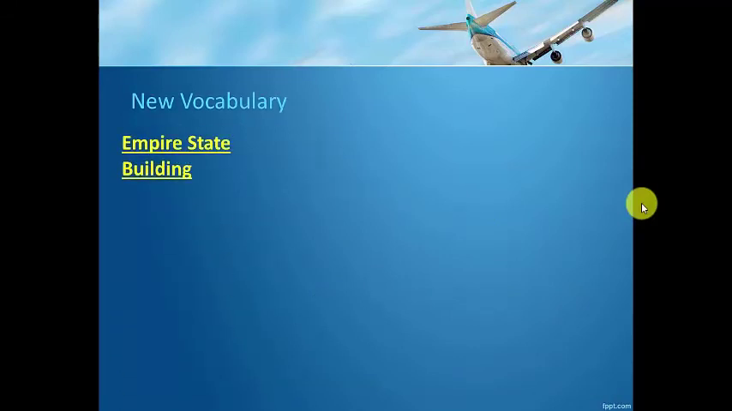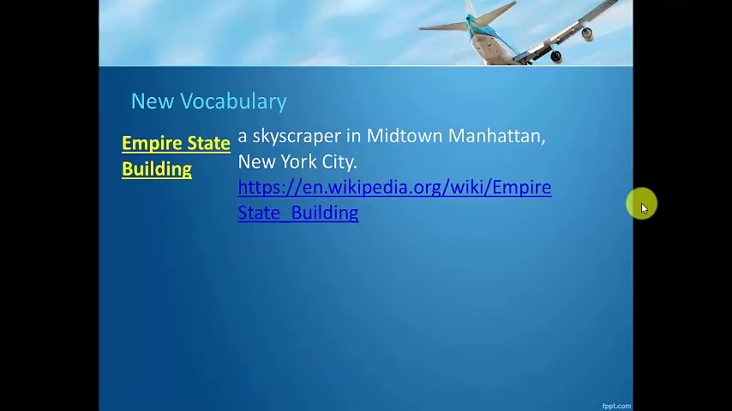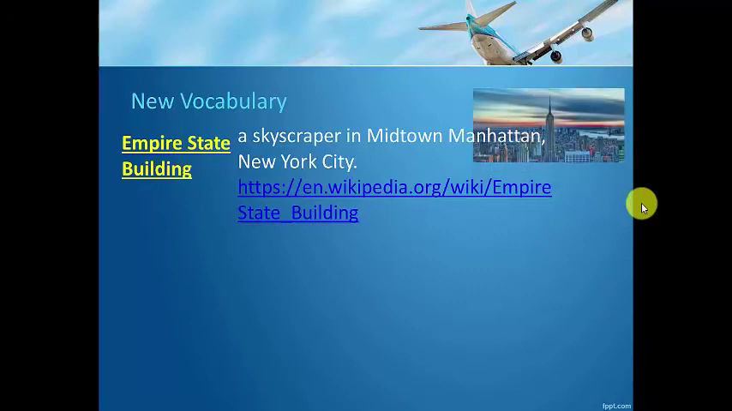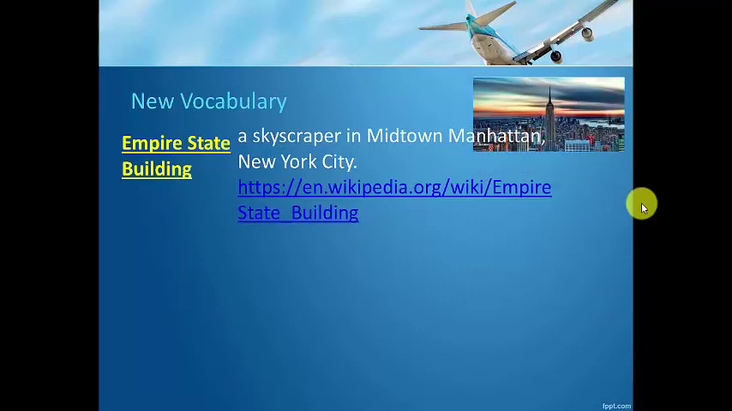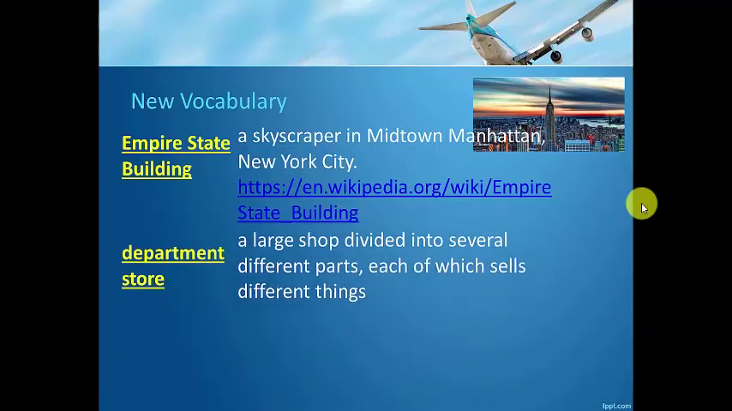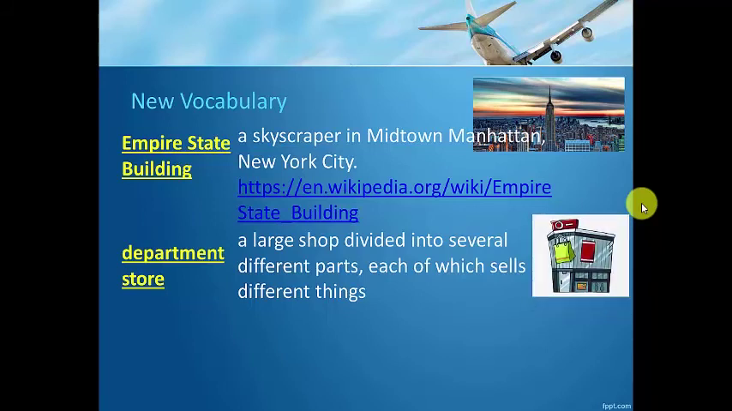Empire State Building. Empire State Building, a skyscraper in Midtown Manhattan, New York City. And this is a picture of the Empire State Building. And we have, as you see, a link here if you want to know more information about the Empire State Building. Department store. Department store, a large shop divided into several different parts, each of which sells different things, like clothes, kitchen equipment, and so on.